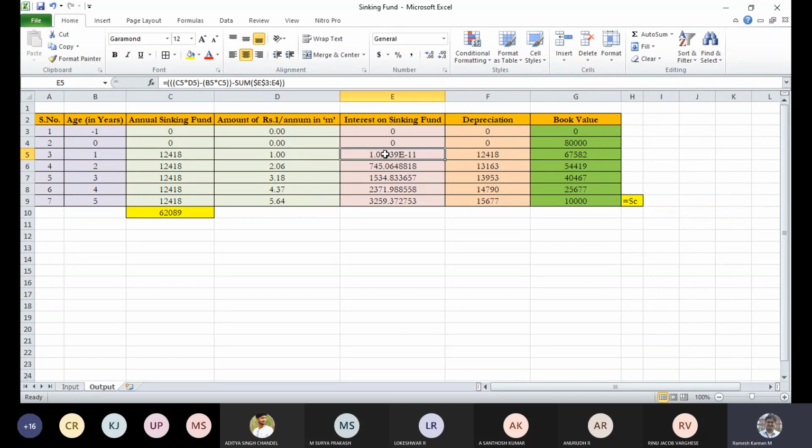Then interest on sinking fund. This is very important; this is where I have given the formula. We have all these things from this table itself: C5, which is the annual sinking fund, minus D5, which is the amount accumulated till that year, multiplication of these two, minus B5, which is the year, multiplied by C5, which is the annual sinking fund. So remember the formula. I'll just share the formula so it'll be easy for you to understand.